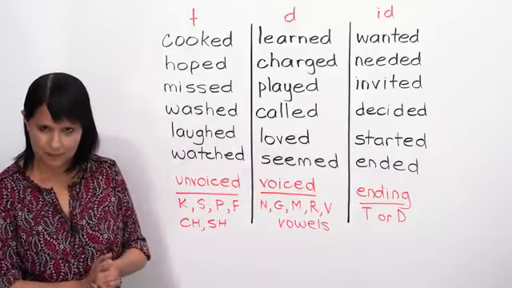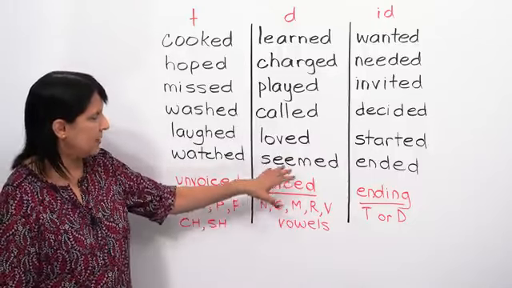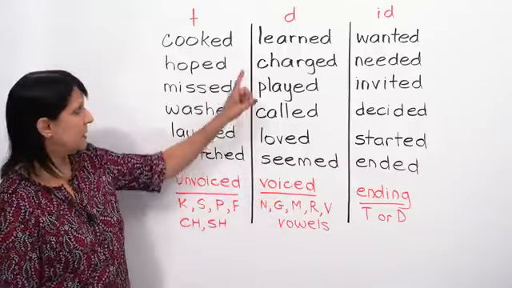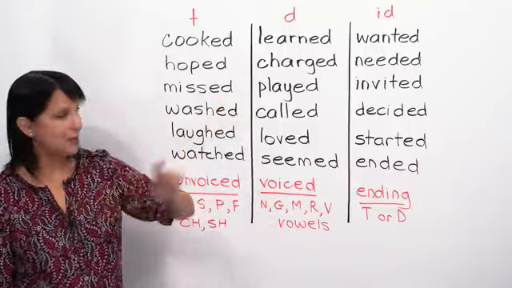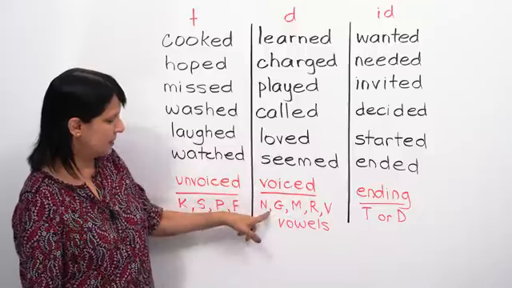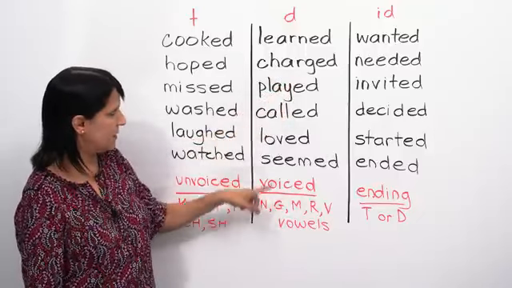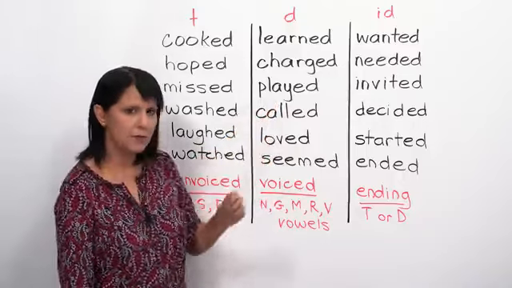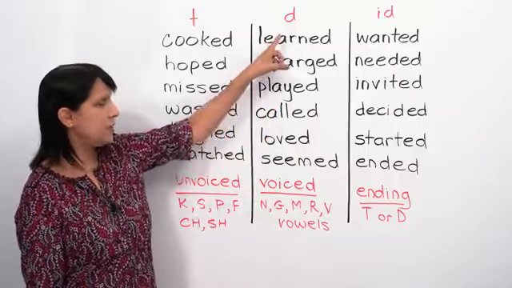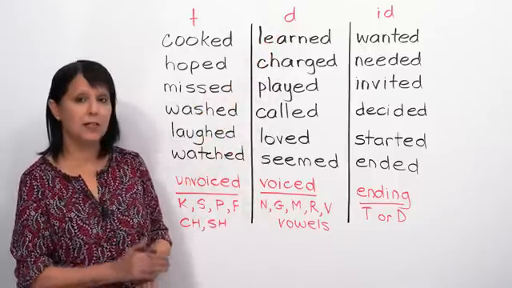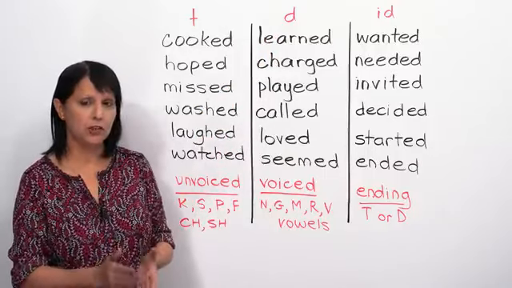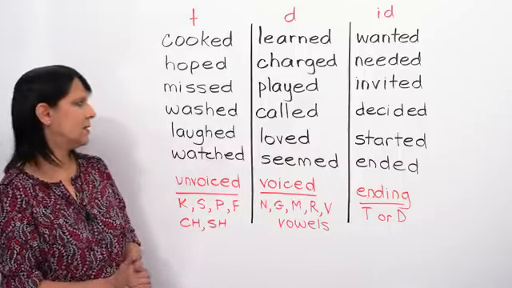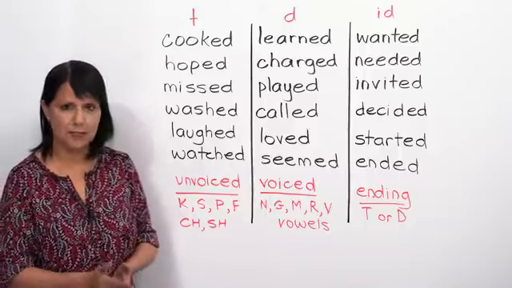There are more, okay? So when you say these words, words that end with that kind of voiced sound in the base form of the verb, like learn, charge, or play, call, when you have those sounds, then you're going to say them with a D. For example, learned, charged, played, called, loved, seemed.